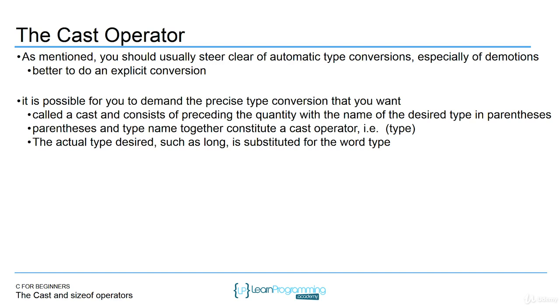This is called a cast, and it consists of preceding the quantity with the name of the desired type in parentheses. All right, so parentheses and type name constitute the cast operator. You do a left parenthesis, and then you specify the data type, and then a right parenthesis. And that's going to convert whatever expression is to the right of it, or even if it's just a single variable, to whatever is inside the parentheses. So the actual type desired, such as a long, is substituted for that word type.